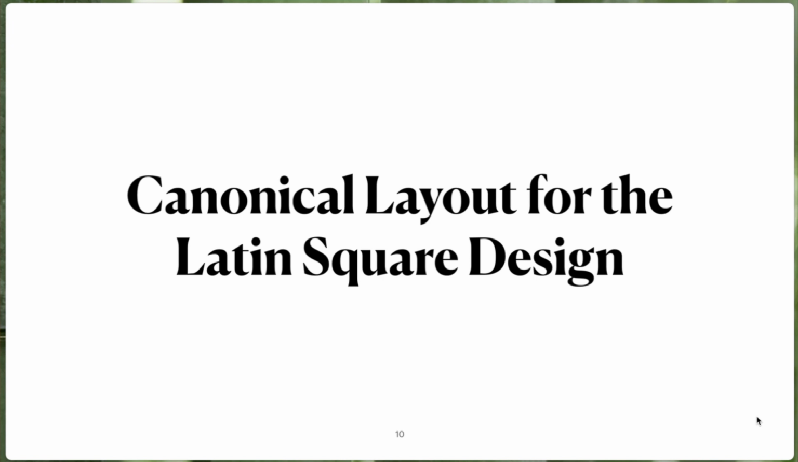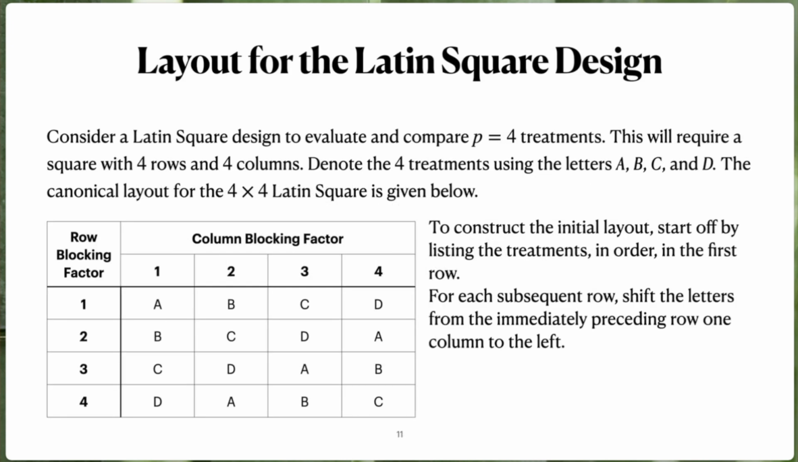Now let's look at the canonical layout for the Latin square design. So consider a Latin square design to evaluate and compare 4 treatments. This is going to require a square with 4 rows and 4 columns. Denote the 4 treatments using the letters A, B, C, and D. With that, the canonical layout for the 4x4 Latin square is given below.